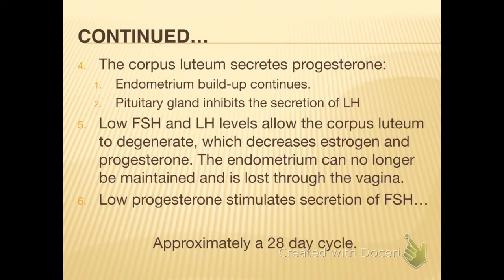And so with the low hormones, the endometrium is no longer maintained, and is therefore lost through the vagina. And so this is the bleeding that occurs during a menstrual period. It's actually the loss of that highly vascularized layer that was surrounding the uterus. The egg is also going to be lost through the vagina at this point. Now, low levels of all of these hormones, specifically in this case progesterone, will then stimulate the secretion of FSH, and this cycle will start all over again. The cycle from start to finish takes approximately 28 days.